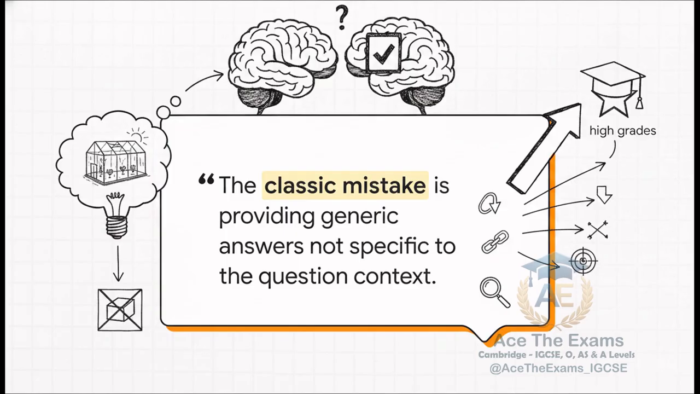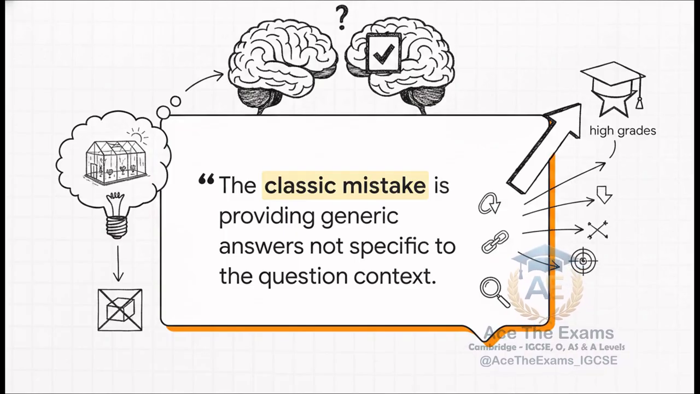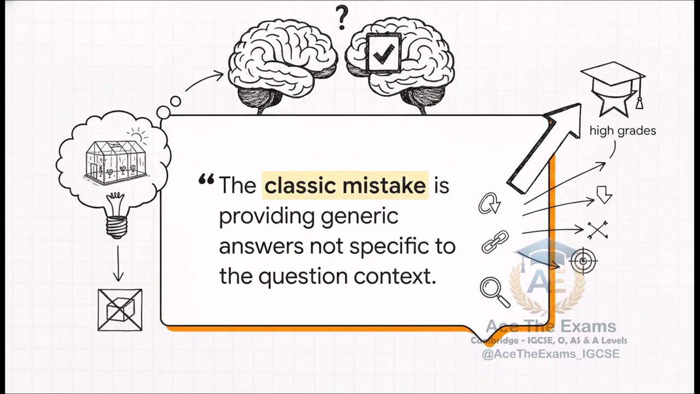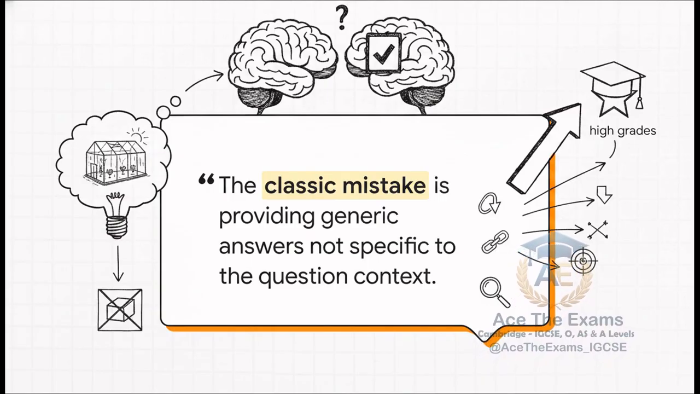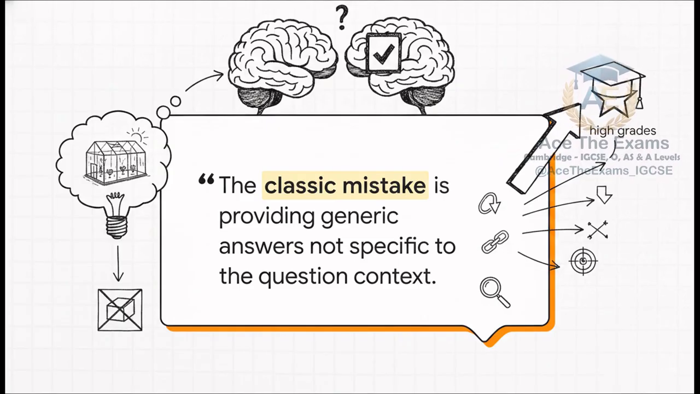The classic mistake is providing generic answers not specific to the question context. Always link every point to the given scenario. Guys, if you write a beautiful, technically flawless explanation of how a light sensor works, but you completely fail to explain how it works within the context of the automated greenhouse mentioned in the prompt, you are going to lose points. Generic answers are the absolute enemy of high grades. Context is literally everything here.